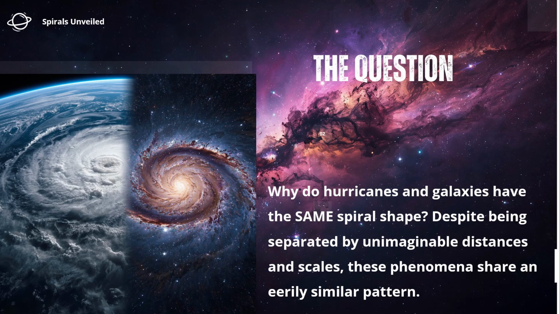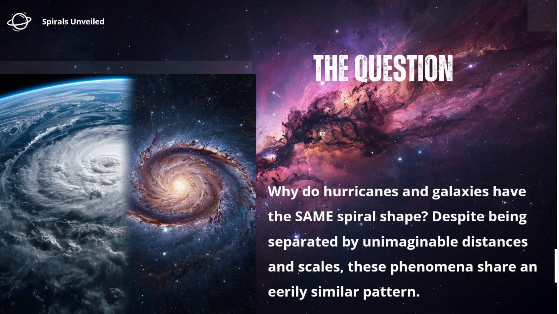Why do hurricanes and galaxies have the same spiral shape, despite being separated by unimaginable distances and scales? These phenomena share an eerily similar pattern. What hidden mathematics connects a storm on Earth to the vast arms of a distant galaxy?